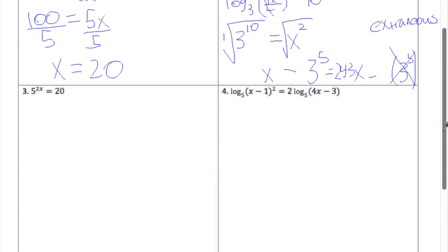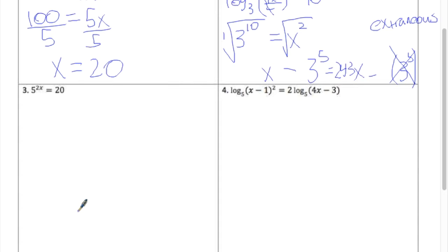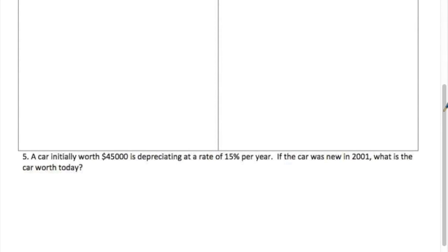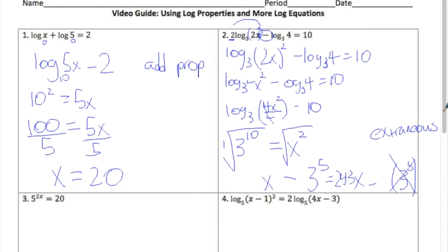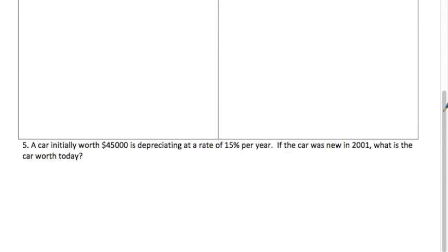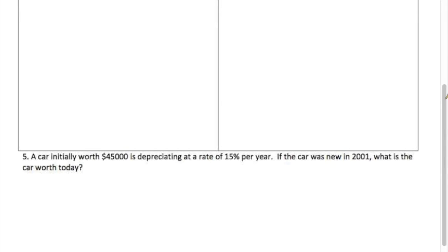Number 3, 5 to the 2x equals 20. So this, it's not a log equation yet, but what we do to solve this is we're going to end up taking the log of both sides of the equation. Since it's an exponential equation, but we can't write 20 and 5 with the same base. So instead, we're going to take log of both sides. And it's easiest to just take log base 10.